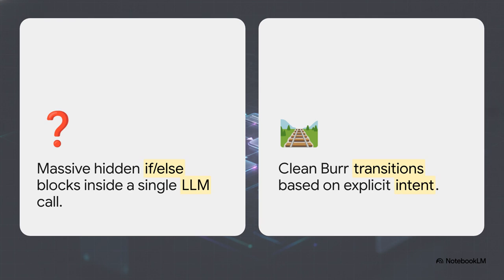When it fails, you literally have no idea why. But then, on the right side, we see the Apache Burr approach, explicit routing. We're replacing that black box branching with highly inspectable, explicit transitions between distinct nodes. The control flow is pulled entirely out of the prompt and placed right into the state machine graph.